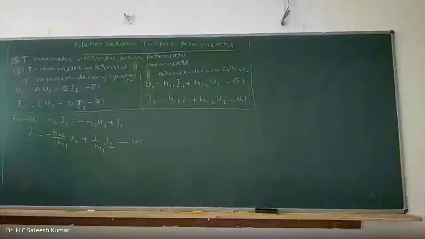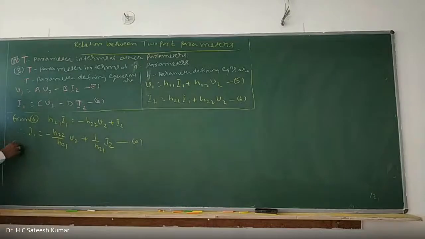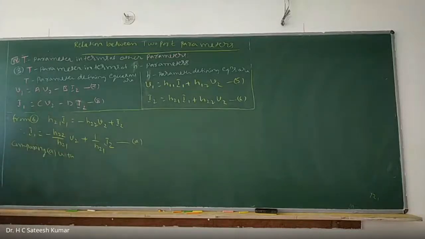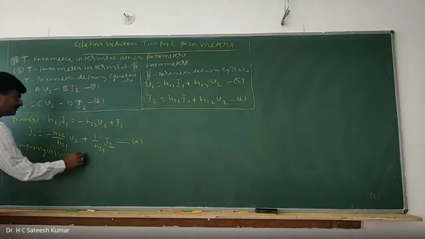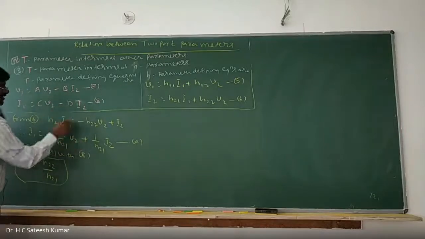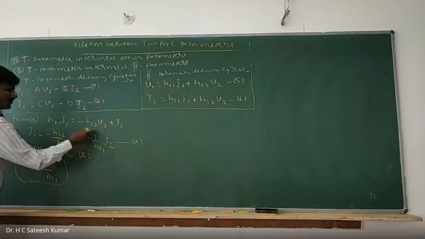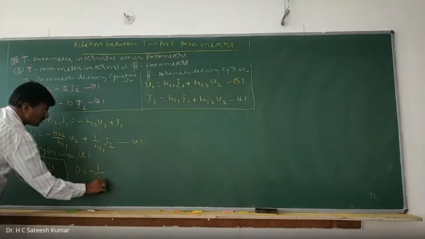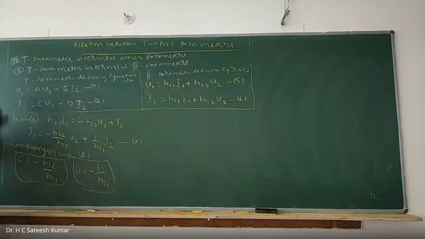Okay, right. So this you call it as equation number A. Comparing A with 8, what do we have? C is equal to minus H22 divided by H21, and in place of D we have minus D is equal to this much, therefore D is equal to, we'll get negative sign because it is minus 1 by H21. So we got C and D.